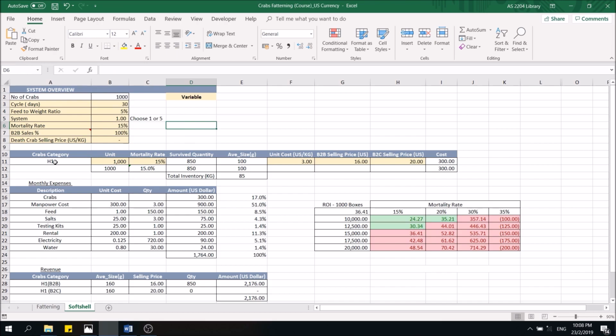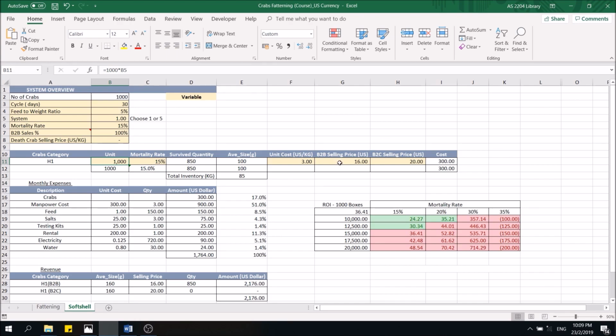For soft shell crabs, I'm going to emphasize the number of units. Because of the loading, we can actually do up to 1,000 crabs, so we fully utilize the whole system. Next, we have the cost of buying a crablet, which costs around $3 per kg, and the mortality rate is around 20% for soft shell.